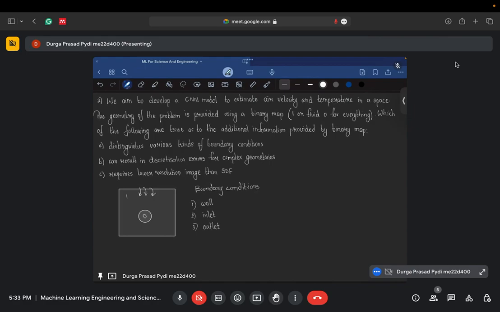Inside -1, outside +1, and exactly at the boundary you have 0. Yeah, that is called the signed distance function.